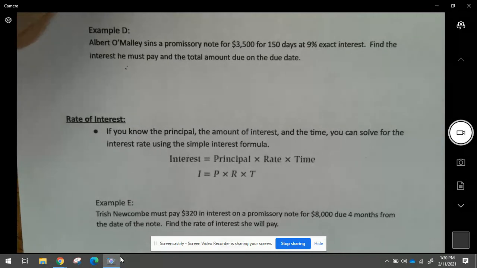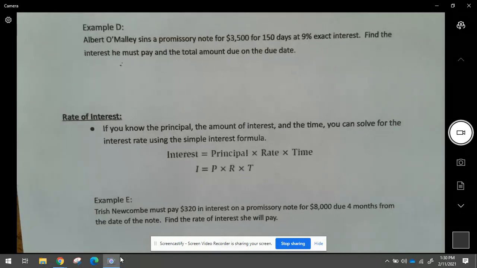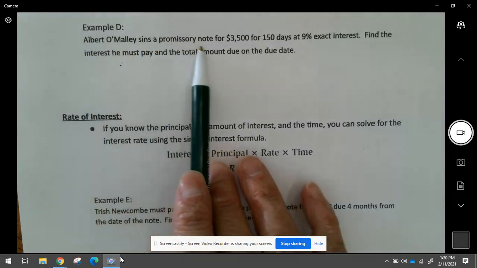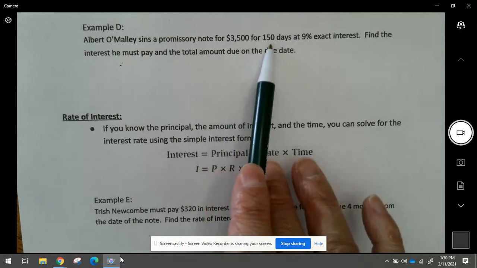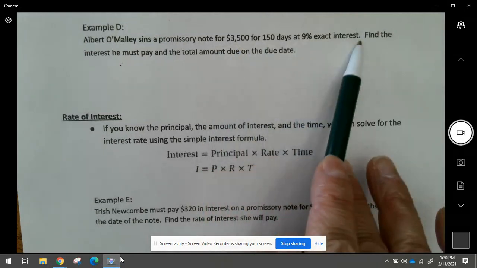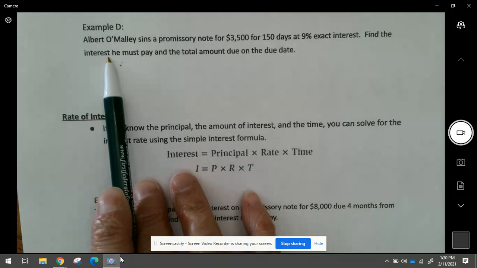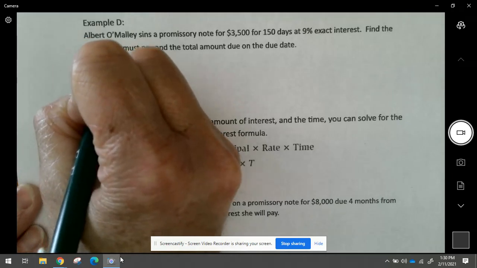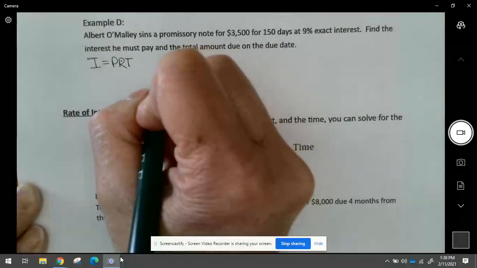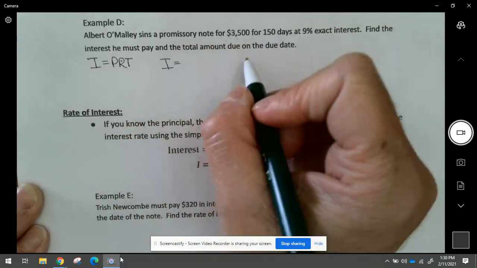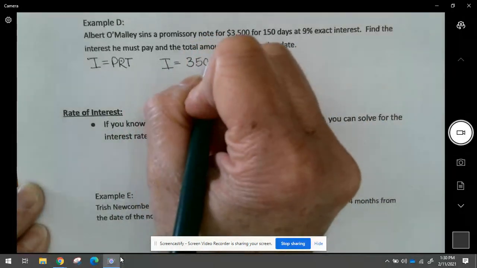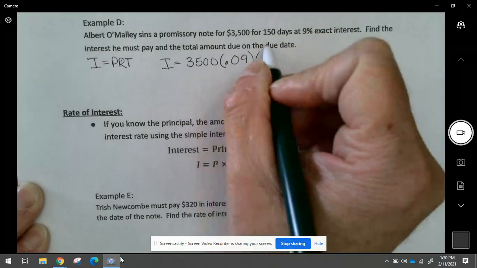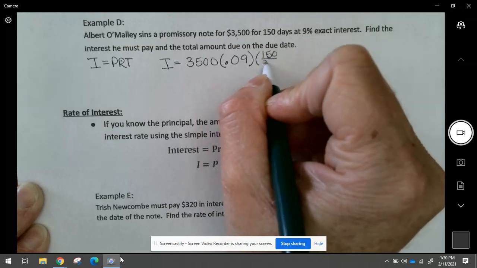We're going to look at example D now. It's another one of these exact interest problems. Albert O'Malley signs a promissory note for $3,500 for 150 days at 9% exact interest. Find the interest he must pay and the total amount due on the due date. Okay, so let's write down interest equals PRT. His interest is going to be equal to 3,500 times the rate of 0.09 times 150 divided by 365.